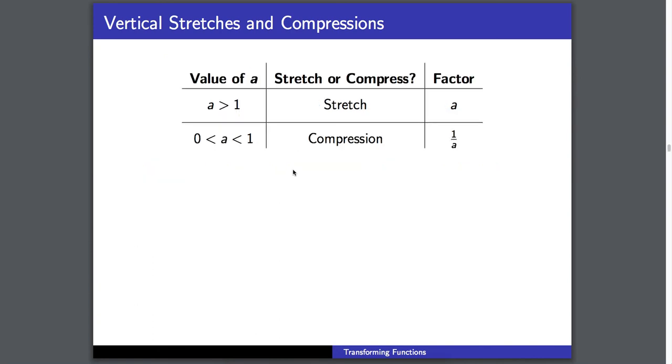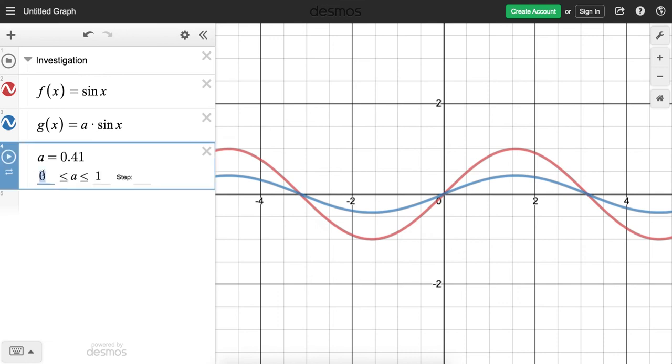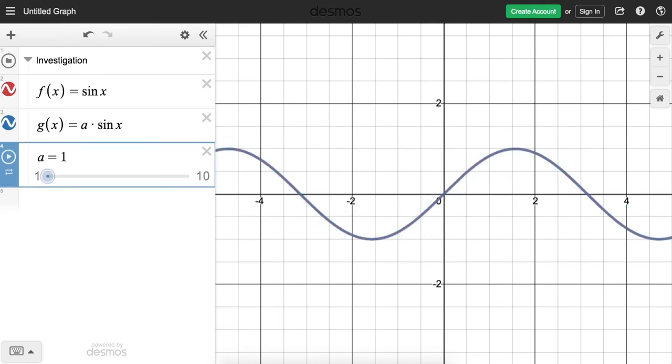So the value of a is going to determine whether or not we have a vertical stretch or a vertical compression. So if our value of a is greater than 1, like it was at the start when we first looked at the effects, that's a vertical stretch, and it's a vertical stretch by a factor of whatever that value of a is. And in this case, with a vertical stretch, the factor tells you how many times further away from the x-axis your y coordinates are. So for instance, we'll go back to a between 1 and 10 here.